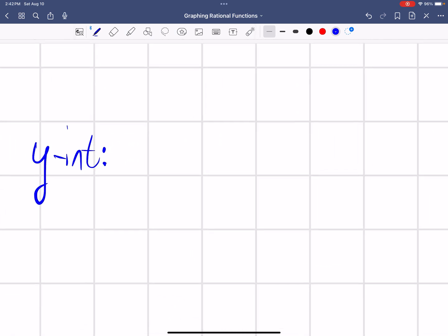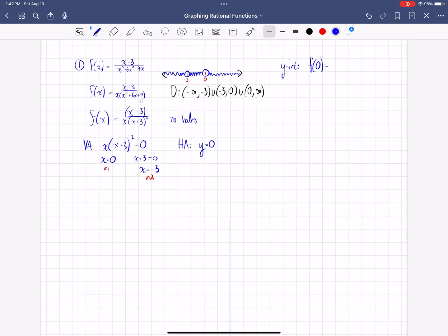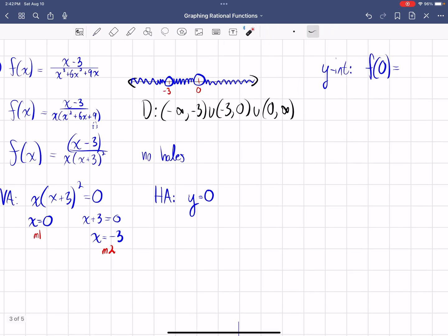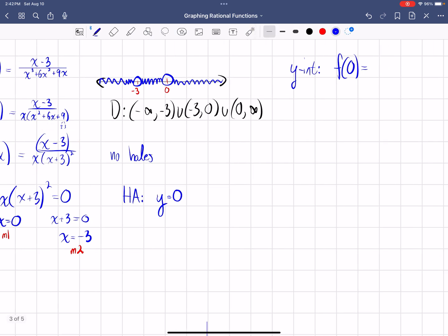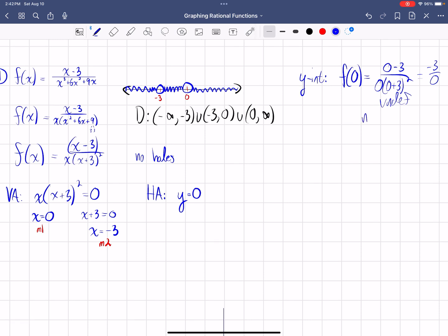So let's show our work. F of 0 equals, and then we'll use the factored version over here. We have 0 minus 3 over 0 times 0 plus 3 squared. Oh, but look, we get negative 3 over 0, which is undefined, right? Undefined. So that means that there are no y-intercepts.